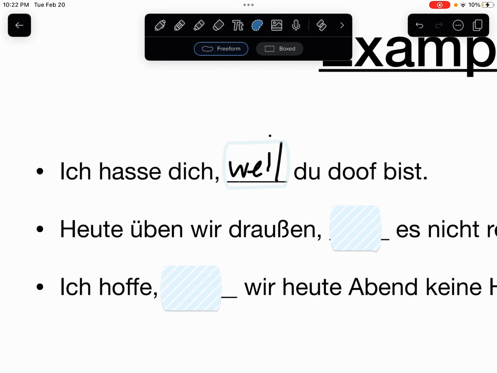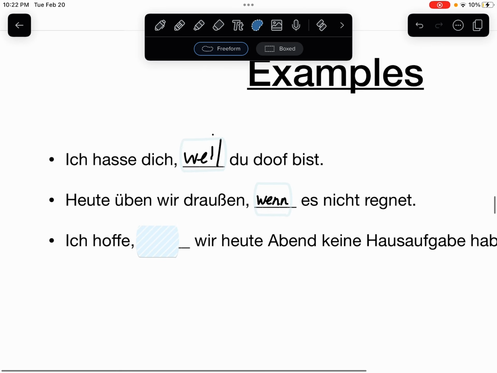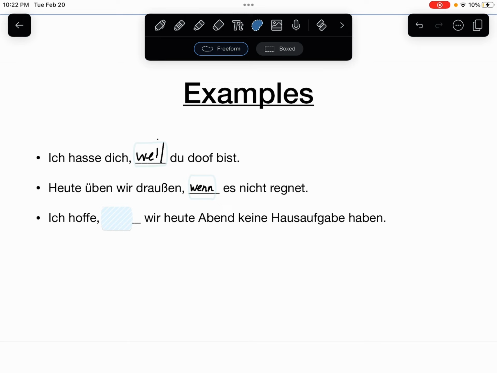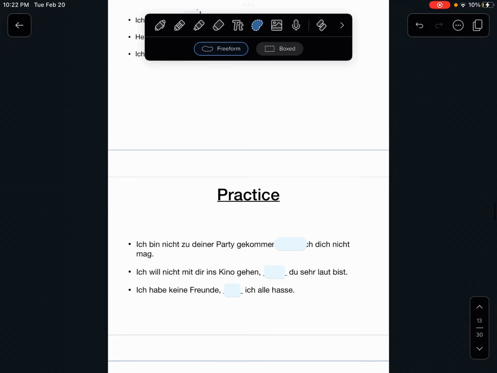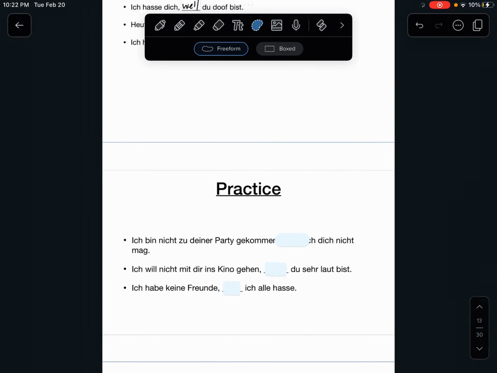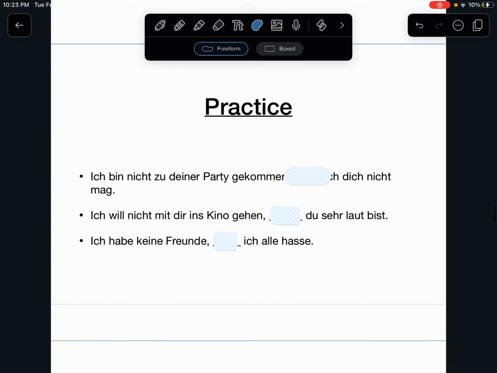Number 2. Heute üben wir draußen, wenn es regnet. Today we're practicing outside if it doesn't rain. Number 3. Ich hoffe, dass wir heute Abend keine Hausaufgaben haben. Meaning, I hope that we don't have any homework this evening. Some practice. I'll give you 5 seconds to do the practice.